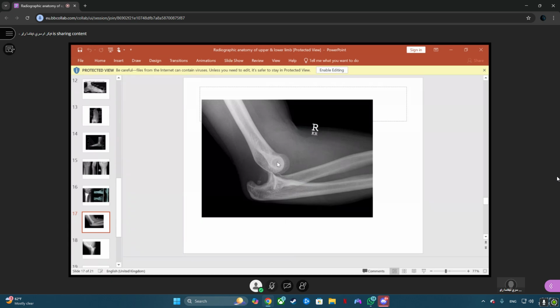Next, in this diagram, you can see this is the elbow joint showing the dislocation of the elbow joint. This is the ulna, this is the humerus. The olecranon process of the ulna is dislocated from the olecranon fossa of the humerus. So this is dislocation at the elbow joint.